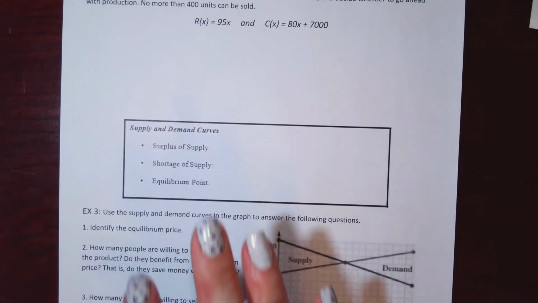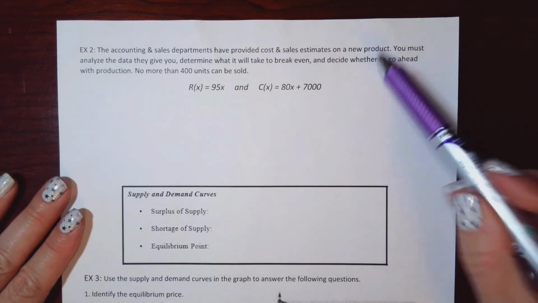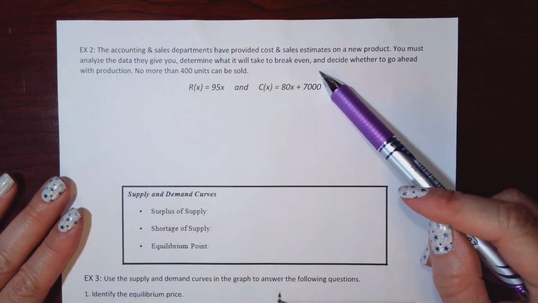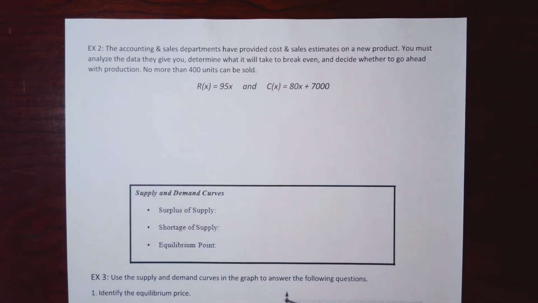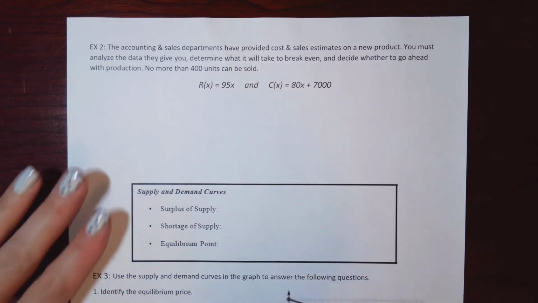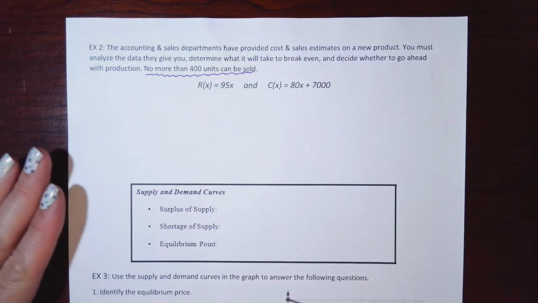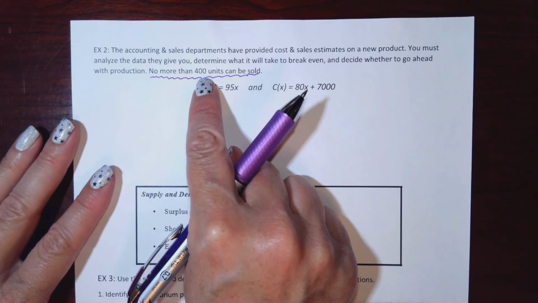All right, that was a good introduction to that one. Let's look at our last page. The accounting and sales department have provided cost and sales estimates on a new product, and you have to analyze the data they give you, determine what it will take to break even, and whether or not to go ahead with production. Now, just like I mentioned, how big is your parking lot? How many parkers can you have? That's an important thing to consider. With this new item, you can't sell more than 400 units, either because of facilities limitations like the parking lot, or production limitations, whatever it is. You're not going to be able to sell more than 400 units.